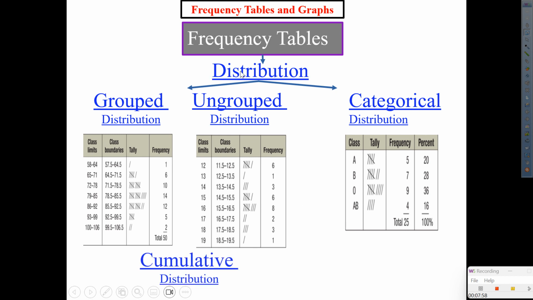And last but not least, the last one of the distribution, grouped and ungrouped, are also known as cumulative distribution. Think about it. Have you heard that before? Cumulative distribution or cumulative table? Where did we see cumulative tables? What graph reminds you of cumulative? All right, looks like Peyton's got it. Ogive, that is correct. That's cumulative data, and it kind of grows, right?